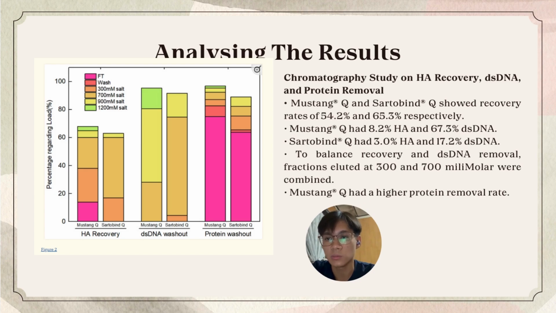As for Mustang Q, it had 8.2% HA and 67.3% dsDNA. For Sartobind Q, it had 3.0% HA and 17.2% dsDNA. To balance recovery and dsDNA removal, fractions eluted at 300 and 700 millimolar were combined. And last but not least, Mustang Q had higher protein removal.